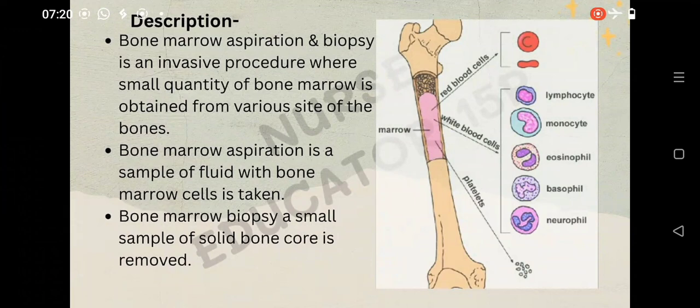In bone marrow aspiration, a sample of fluid with bone marrow cells is taken. In bone marrow biopsy, a small sample of solid bone core is removed. Here no fluid content is removed in biopsy, but in aspiration we'll remove the fluid content.